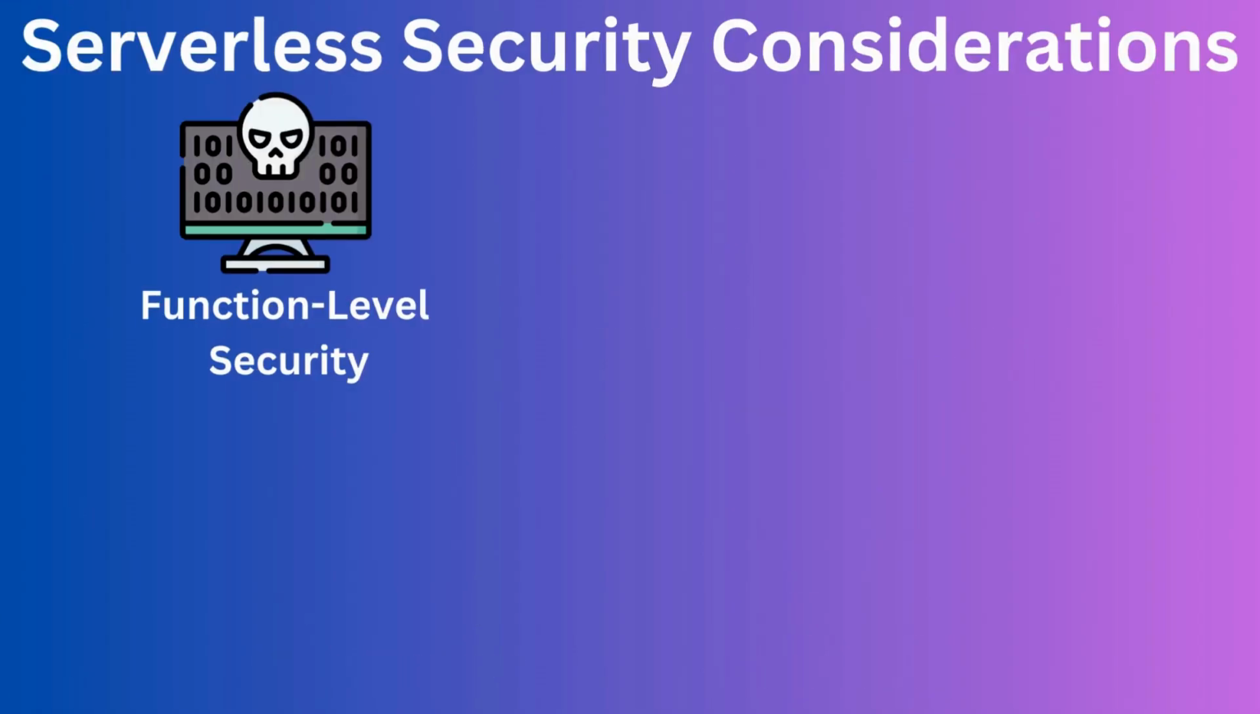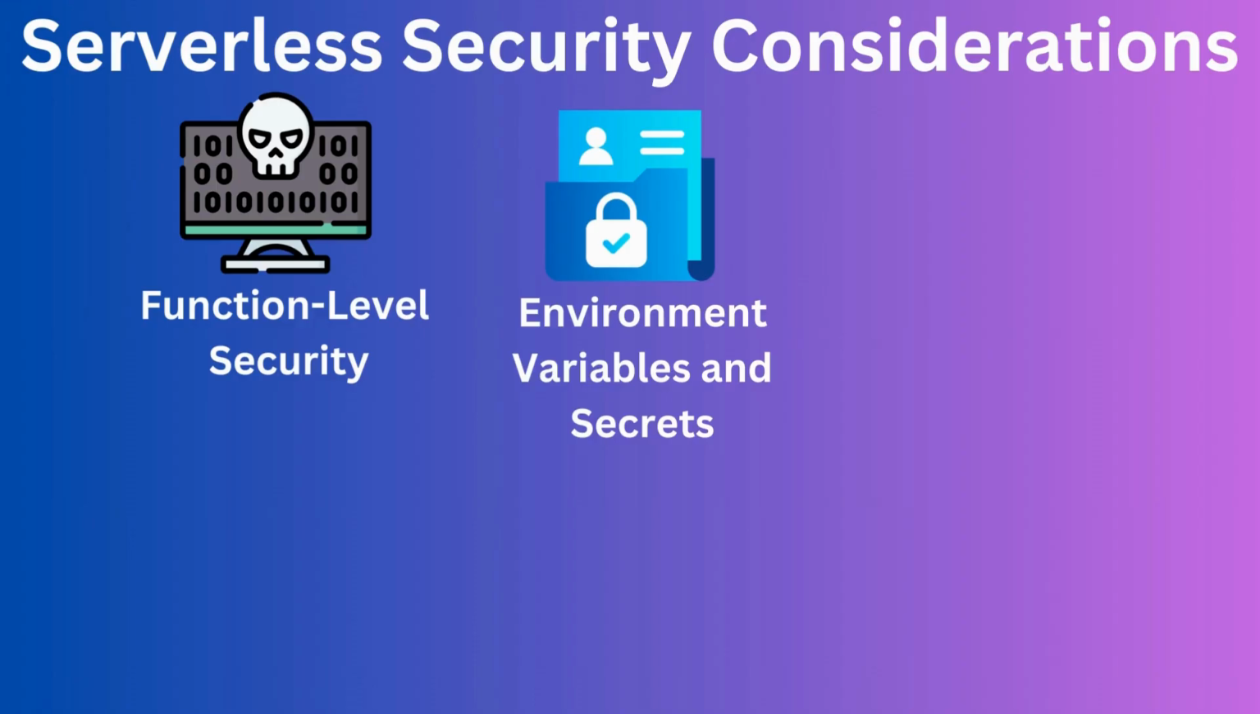Now let's review serverless security considerations. Function-level security. Secure serverless functions by defining appropriate execution roles and permissions. Limit access to resources and ensure that only authorized users or functions can invoke them. Environment variables and secrets. Store sensitive data like API keys and database credentials securely using cloud provider secret management services. Avoid hard-coding secrets in your code or configuration files.